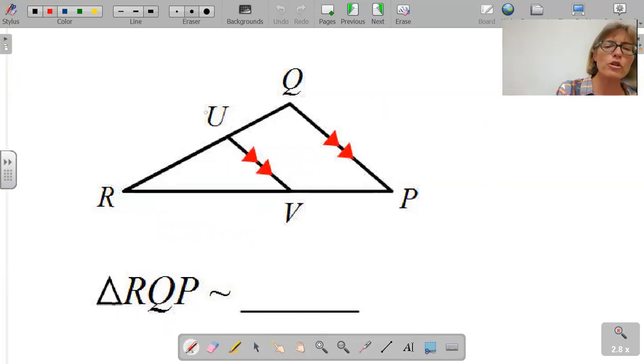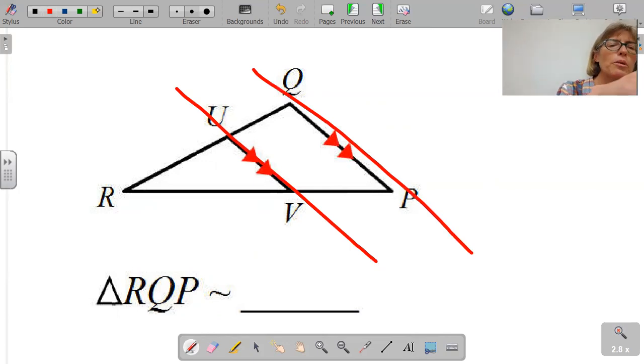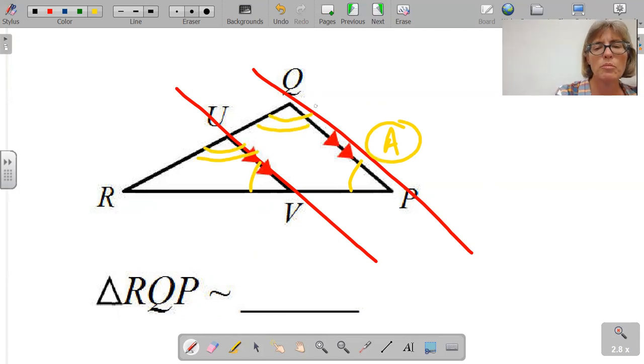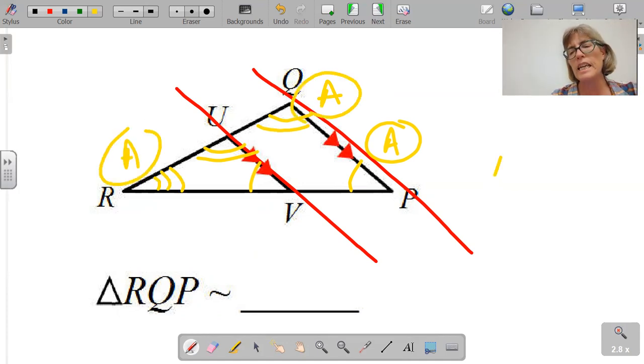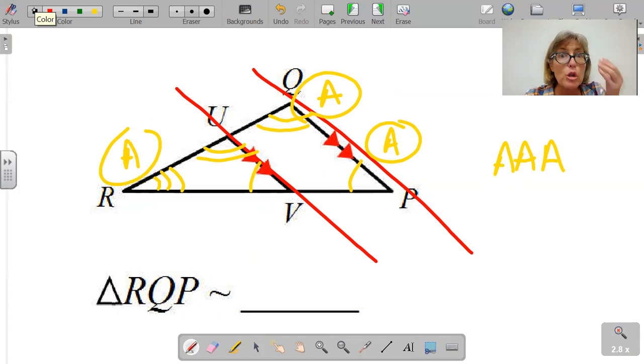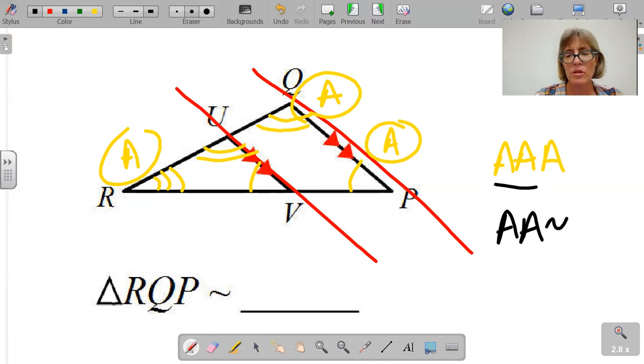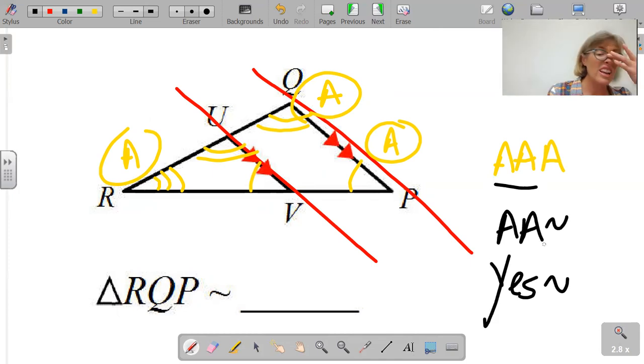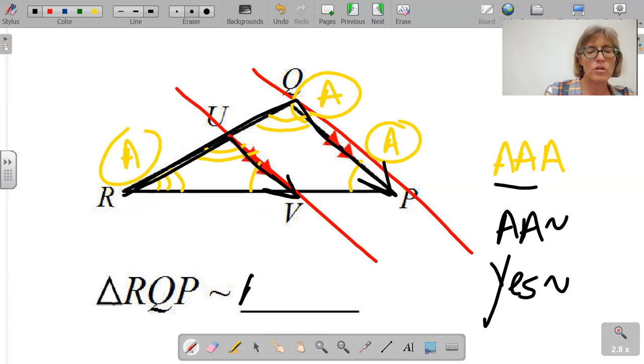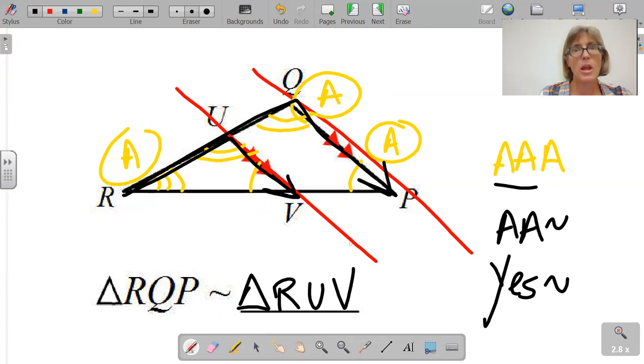So let's see what we have here. First off, we have parallel lines. Because you have parallel lines, you're going to get a pair of corresponding angles. You also get another pair of corresponding angles. They also have a shared reflexive angle. Technically, this is angle, angle, angle, but when we're talking with shortcuts, you're always looking for the absolute minimum. So the absolute minimum here required is simply angle, angle, similarity. So yes, they were similar, and now you have to trace it, and we have RQP, so that would be triangle RUV. There's your shortcuts.